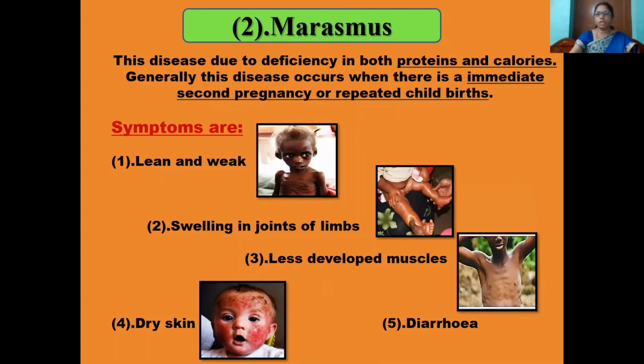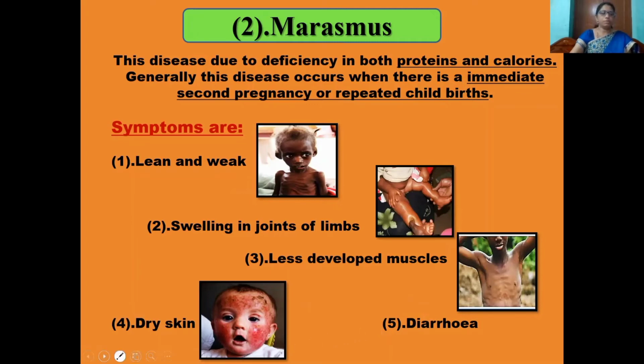Children, we can see these features and observe marasmus symptoms. First one is lean and weak. Second one is swelling in the joints of limbs. Third one is less developed muscles. Fourth one is dry skin. And fifth one is diarrhea.